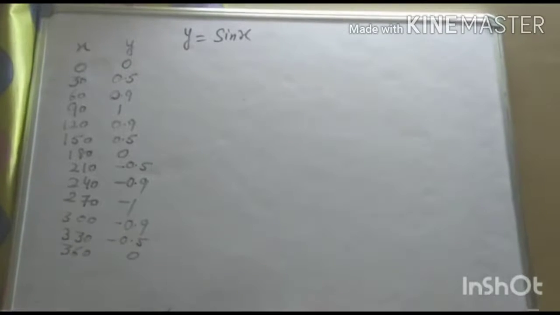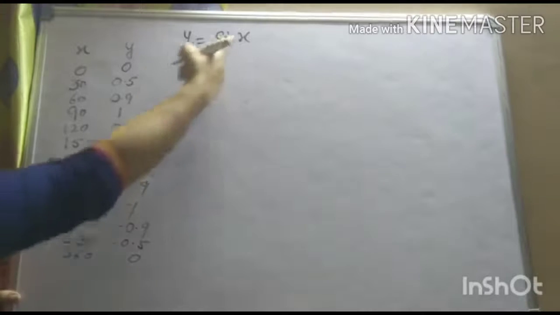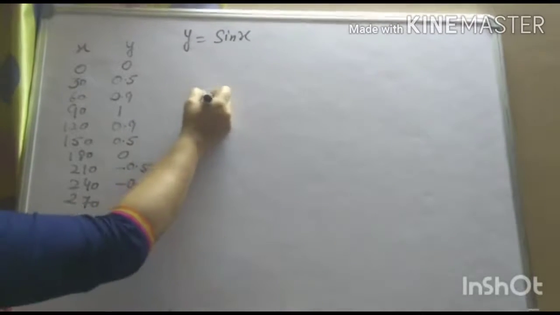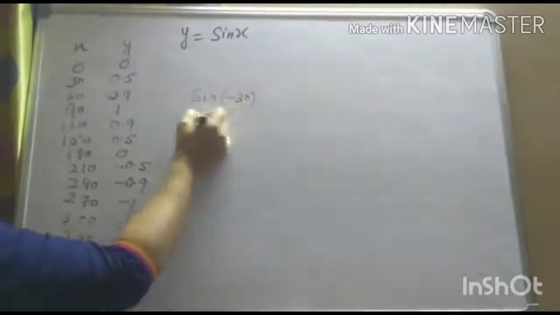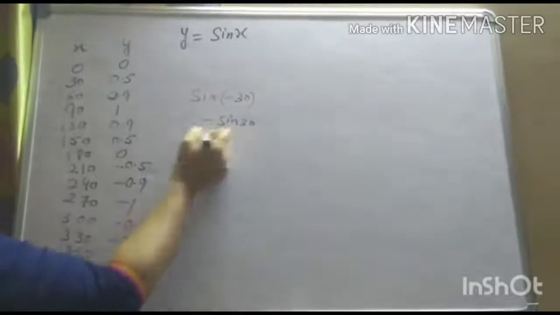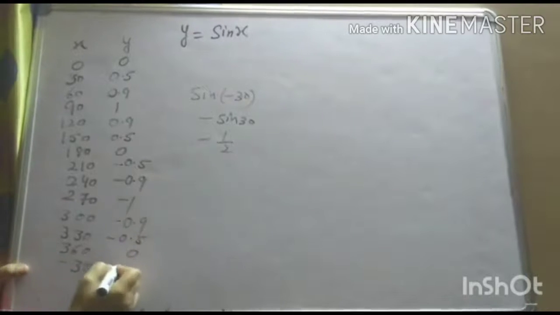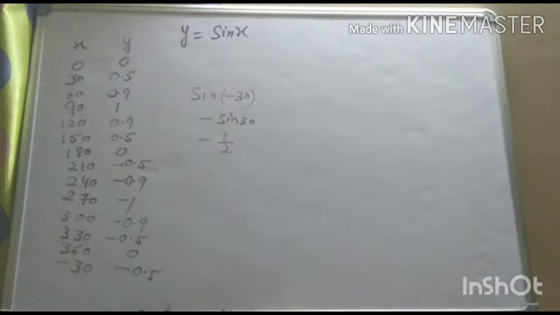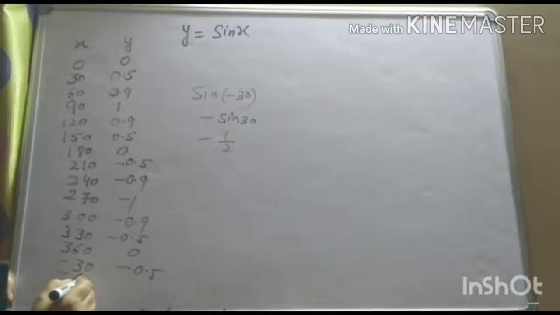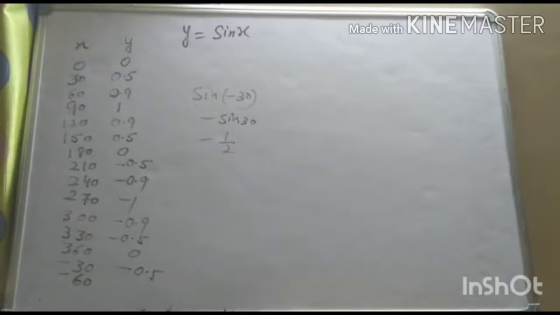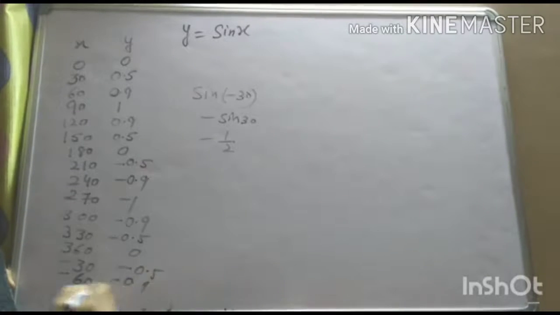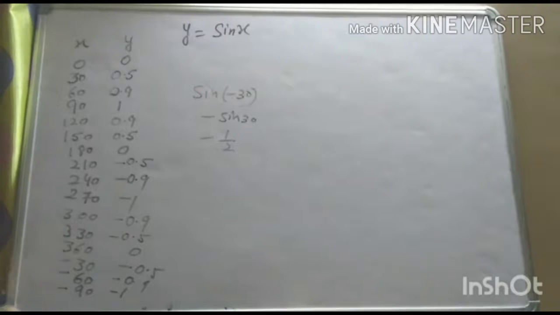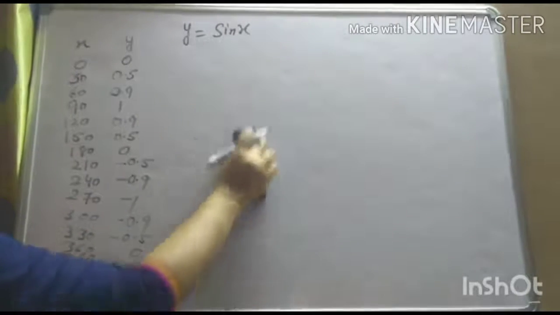We can take some negative values. Now, if x is minus 30, then sine of minus 30 is minus sine 30. It means minus 1 by 2. It means minus 0.5. And if we are taking minus 60, then it is minus 0.9, and minus 90 is again minus 1. Now we will draw the graph.